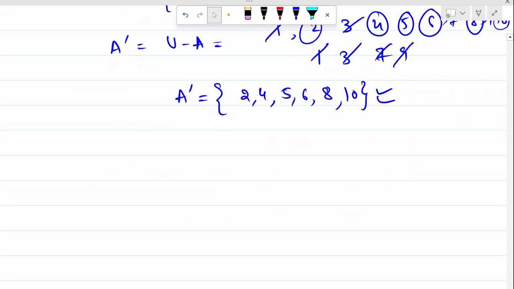So now there are properties of the complement of a set.